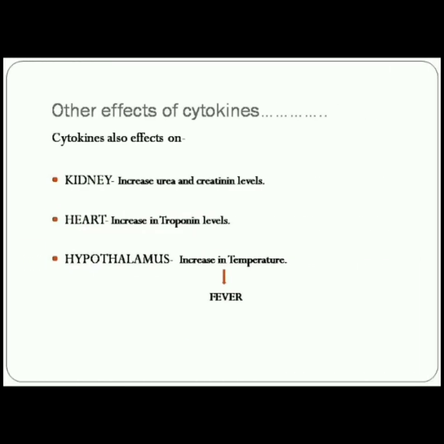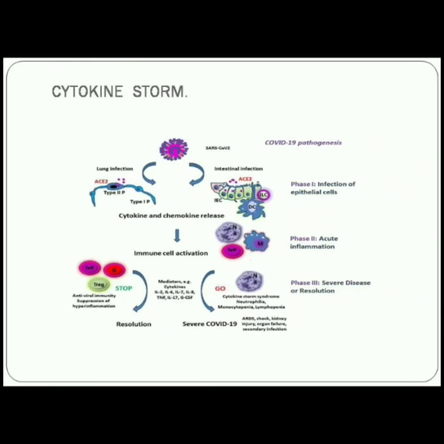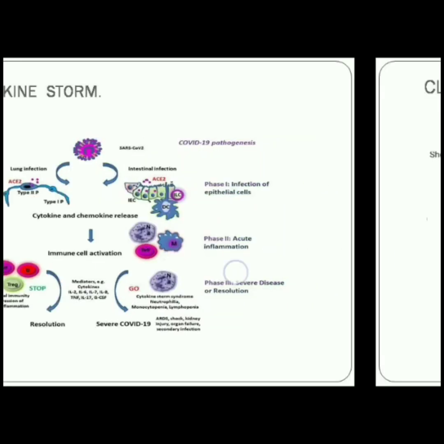Other effects of cytokines: on the kidney, they will cause an increase in urea and creatinine levels; on the heart, an increase in troponin levels; and on the hypothalamus, they will cause fever. This event is called cytokine storm, which happens in 3 phases. In phase 1, there is infection of the epithelial cell. In phase 2, there is acute inflammation. In phase 3, there can be either severe disease or resolution.